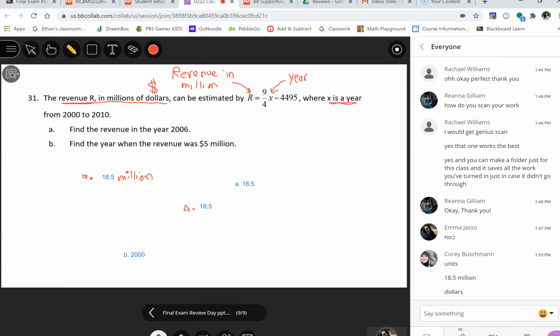Millions of dollars. Yeah, so there was all kinds of stuff going on with this answer. Would you get most of the credit if you put 18.5? Yes. Would you get full credit? No. And we want every point we can get, right?